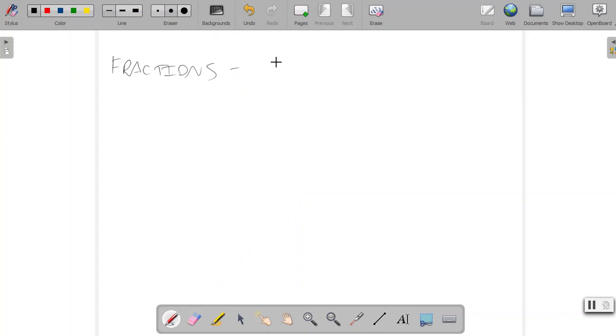And with fractions, there has to be a specification there. So I'm going to say, with a variable in the denominator.